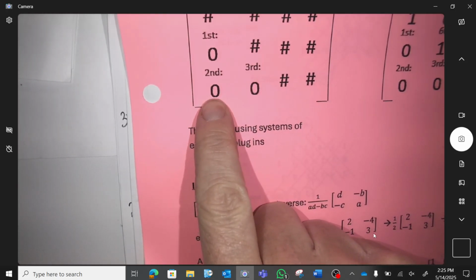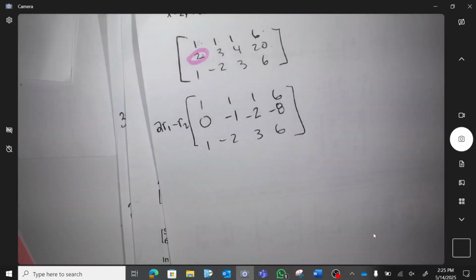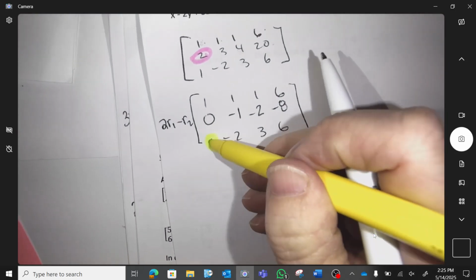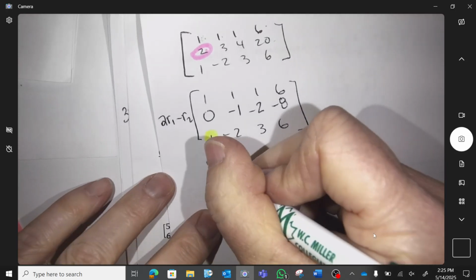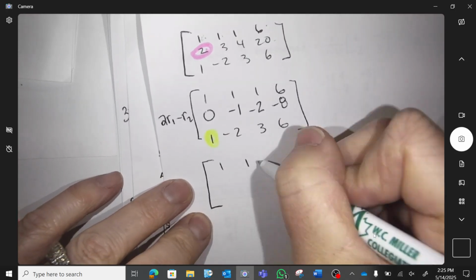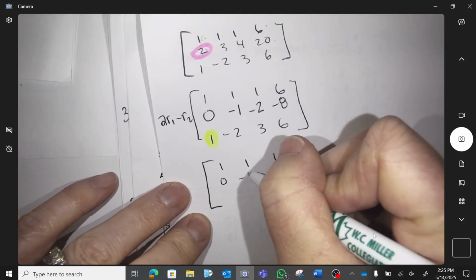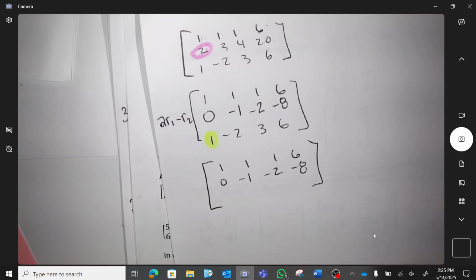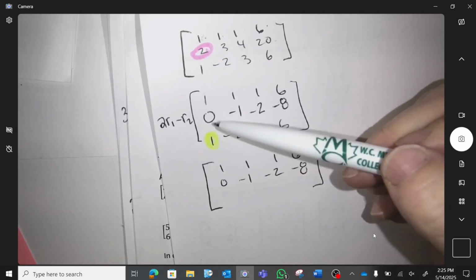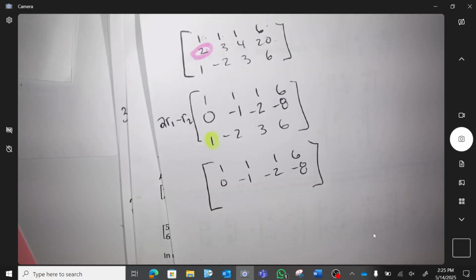Row reduction step 2. Put a 0 on this position. So my attack is in the third row. So I'm going to copy the top, copy the middle, and attack on the third. Okay, show me something you can combine it with to make a 0. What would you do?